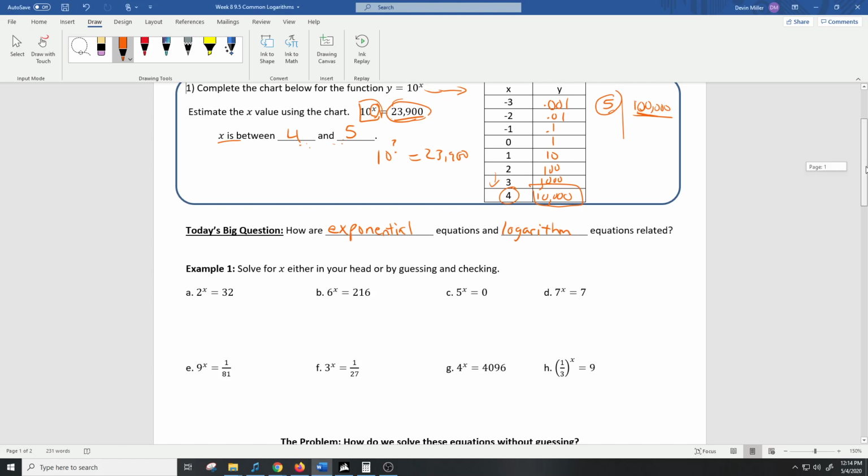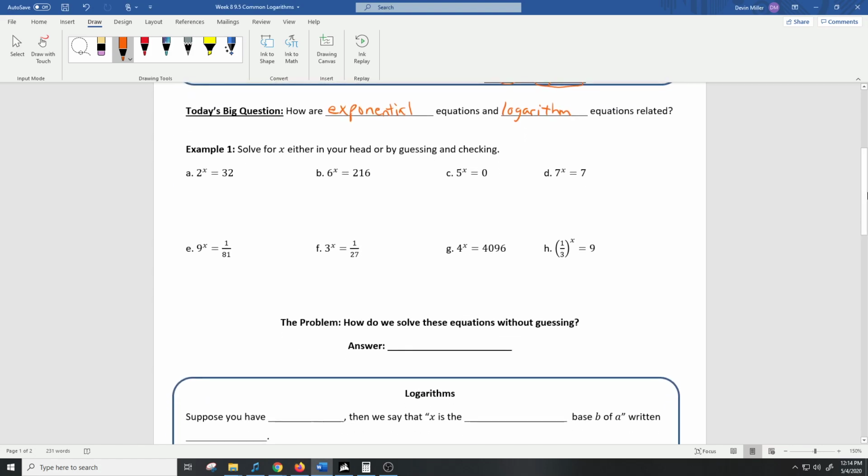Example 1. Solve for x in your head or by guessing and checking. So if you're confused with how to do this, we're trying to think of what number, 2 to what power, gives you 32. Now, if you have your exponent table, you could use that as well and figure it out that way. Actually, I might be able to pull up the exponent table. Let me try to do that.